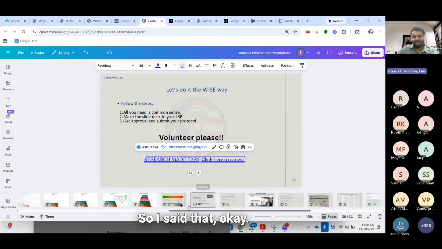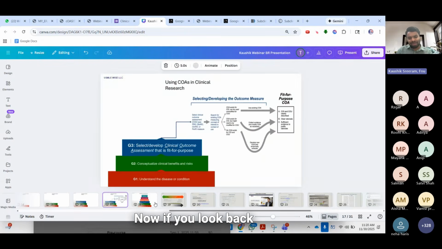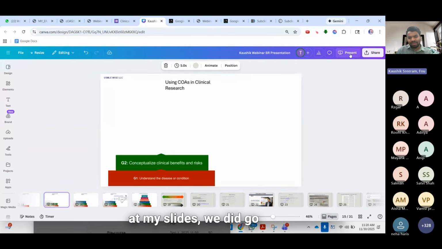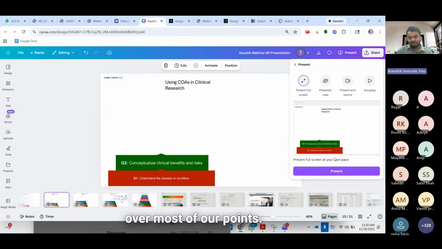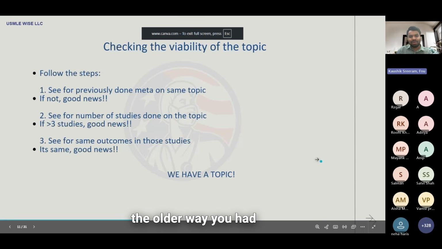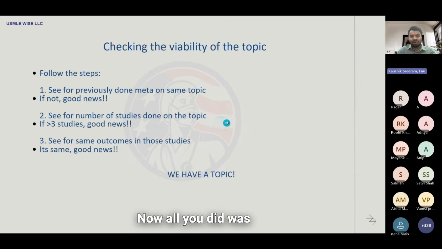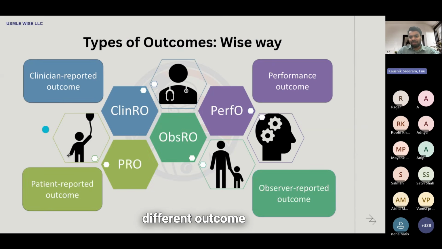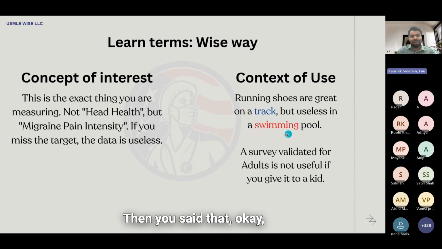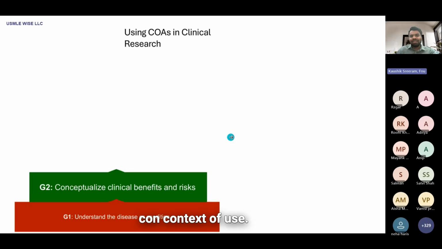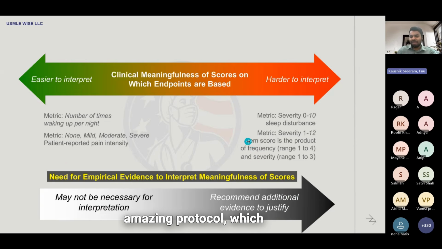So now if you look back at my slides, we did go over most of our points. We said that in the older way, you had to come up with your PICO design, intervention, and so on. Now, all you did was learn about the different outcome measures that are out there that are important. Then you learned the difference between concept of interest and context of use. And now you have come up with an amazing protocol, which makes a lot of sense.